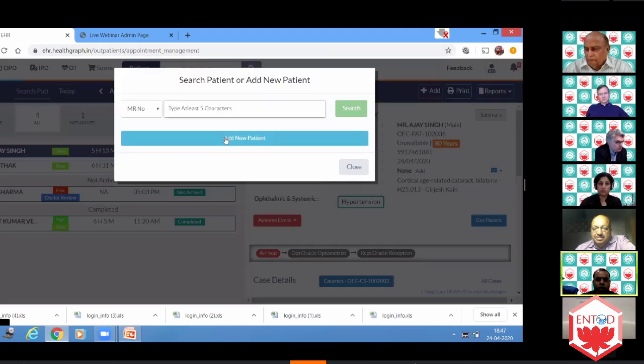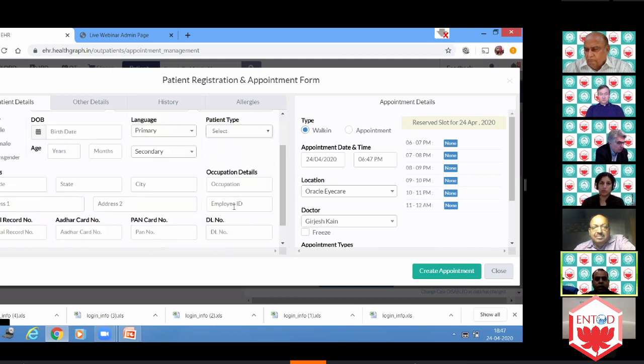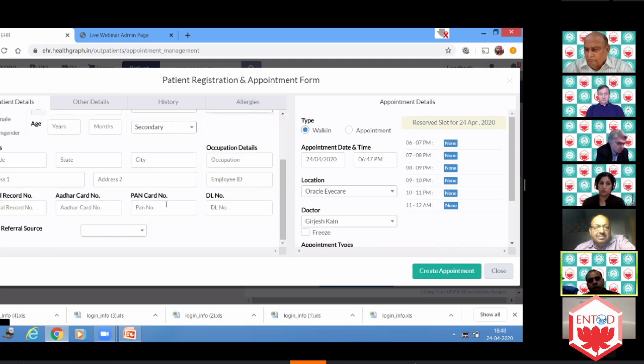Now I'll show you how we can collect the data from that patient. It is a routine thing which we can fill in for every patient. This is name, age, sex. The important thing is there is an option of patient type, whether this is a package, a TPA patient, or whatever the patient is, you can fill in there. And this is the address, occupational history. You can even take the patient's Aadhaar detail and medical record for that purpose.